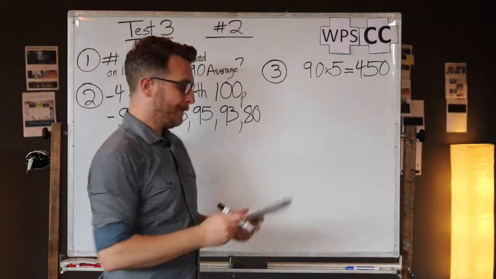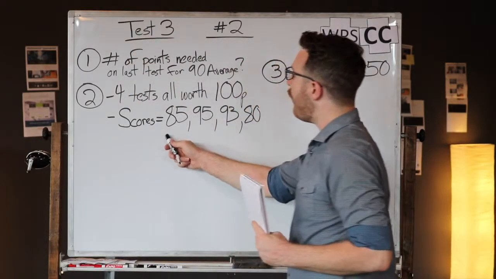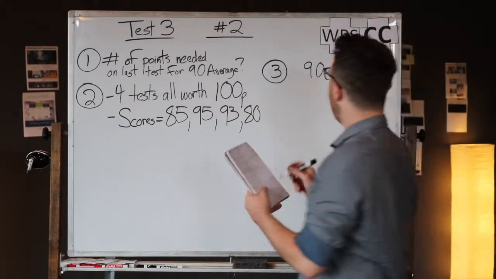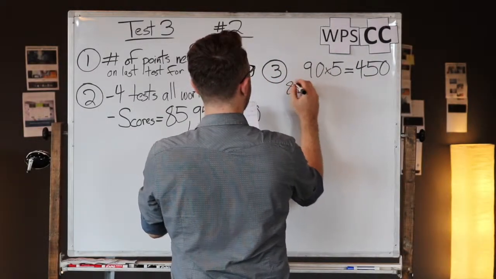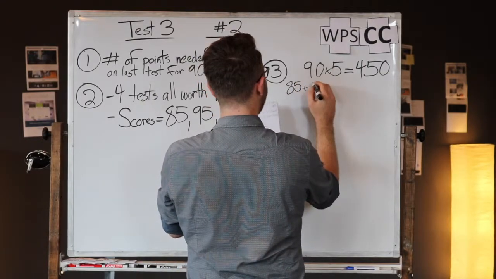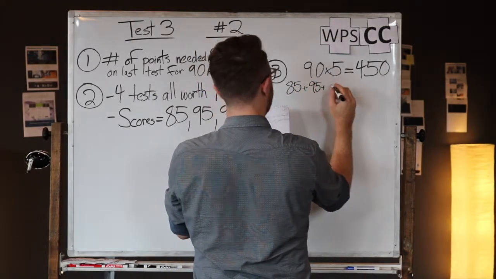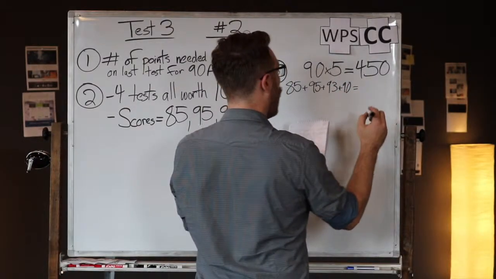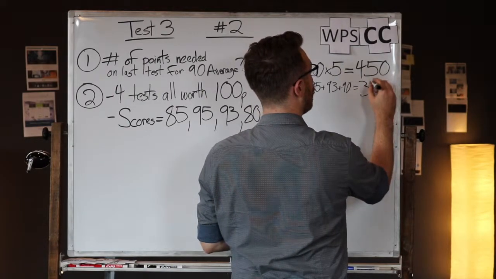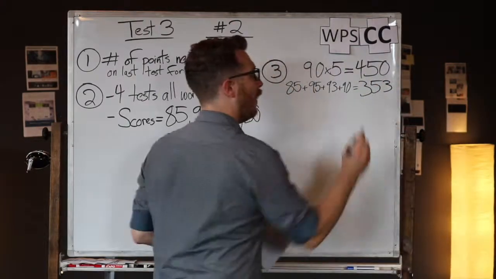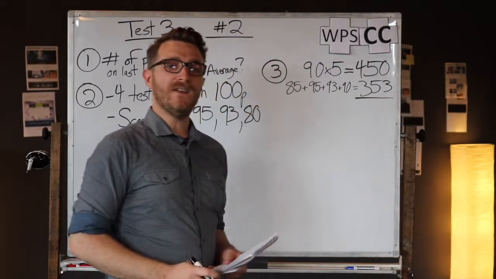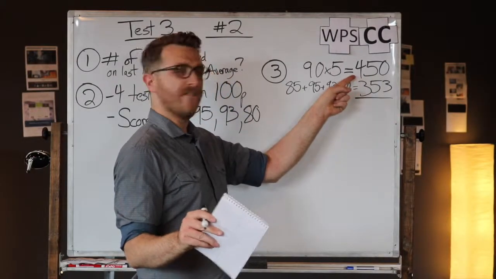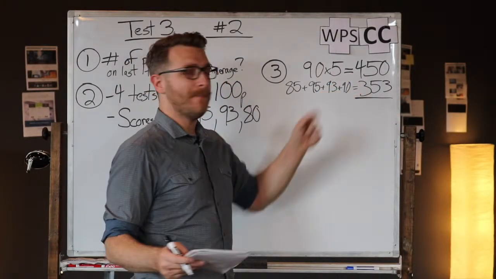Here's what I want to do next. I want to see how many points I already have. So what I did is I went ahead and I added together 85 plus 95 plus 93 plus 80. I added up all the scores that are already there, and look what I got. You can throw that in your calculator or do that arithmetic on your paper. 353 points. So I know I need, for an average of 90, 450. But I only have this many so far.